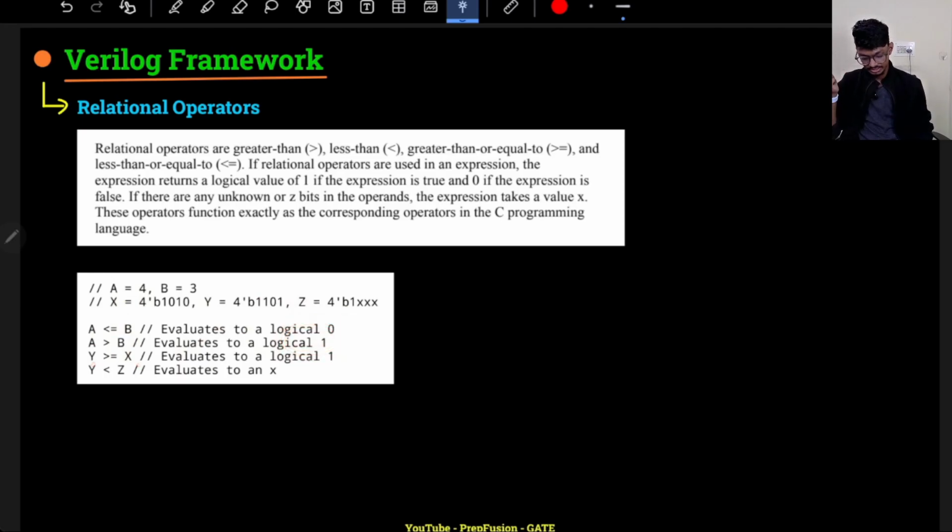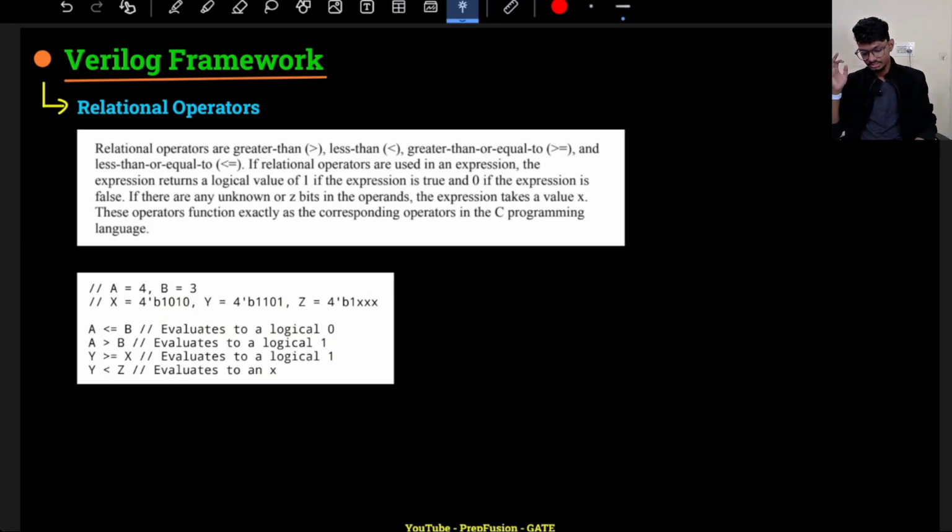Y greater than equals to x, is y greater than equals to x? Again I have to check bit by bit, right? Ultimately it will evaluate to 1 because you are checking with the decimal number, but there is a boolean expression for this which we will do. How we check if a number is greater or not, I will show you.